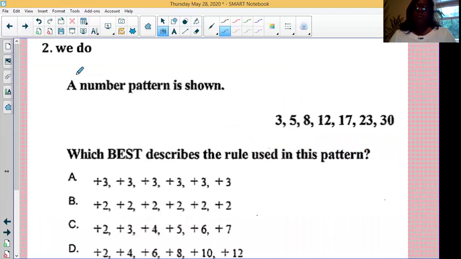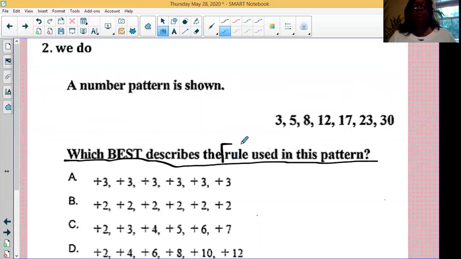The next question is a we do as well, and it reads, a number pattern is shown. 3, 5, 8, 12, 17, 23, and 30. Which best describes the rule used in the pattern? Okay, so let's underline our big question. And this time we're looking for the rules. So we have to look for some type of pattern with the numbers. And these are our numbers that we're using here. So all of this is important.